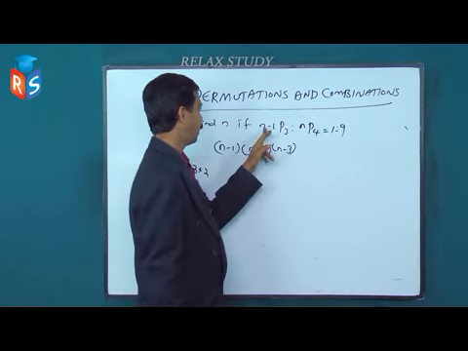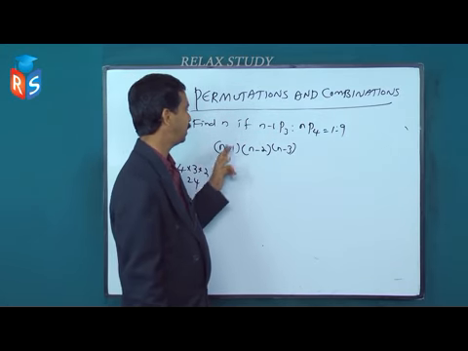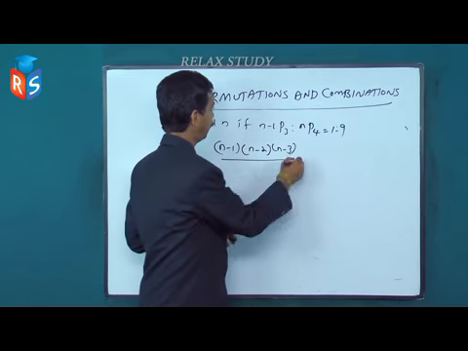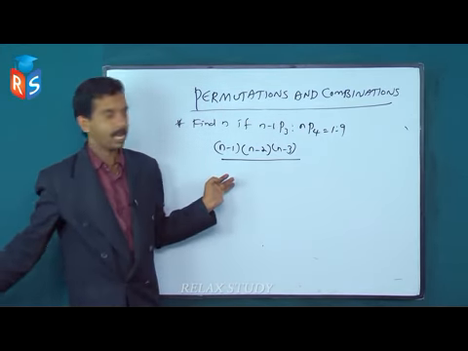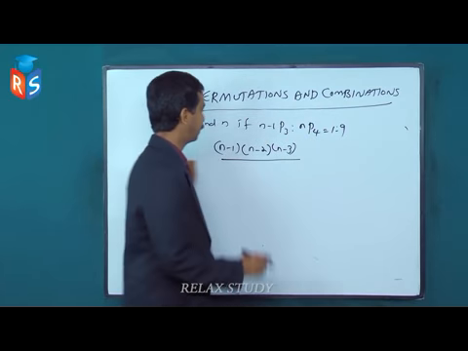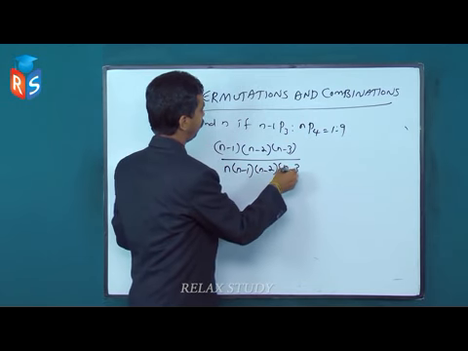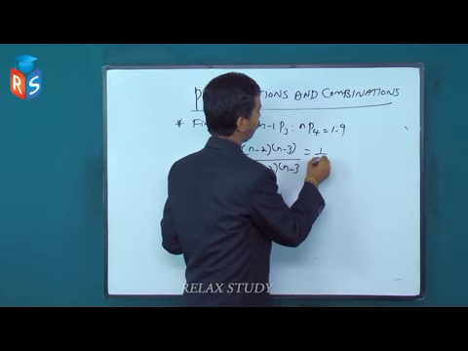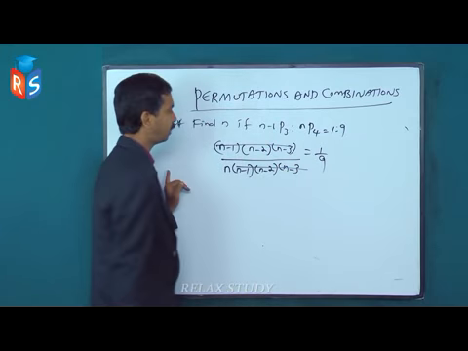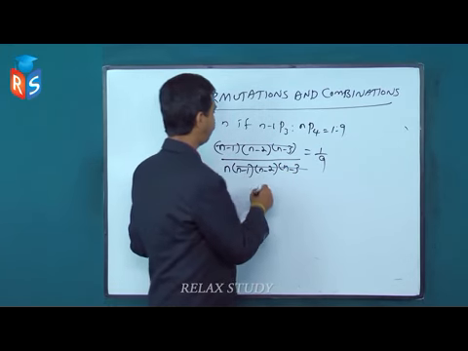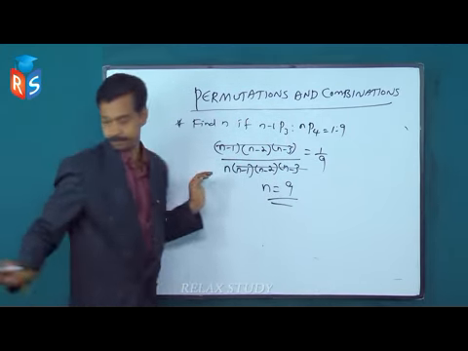In the same way, n minus 1 P3, starting from n minus 1 and going back 3 terms: n minus 1, n minus 2, n minus 3. Ratio means division. n P4 we can write as, starting from n and going back 4 numbers, n into n minus 1, n minus 2, n minus 3, and this is given as 1 by 9. So we can cancel n minus 1, n minus 2, n minus 3, so that we get n equals 9, cross multiplying, n equals 9.